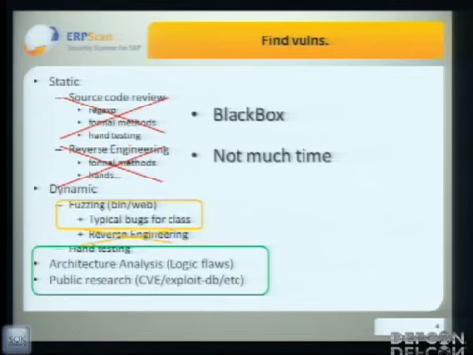I would like to show that using public research, like old bugs, old research, old information, and a little bit of analysis, we can find new bugs.